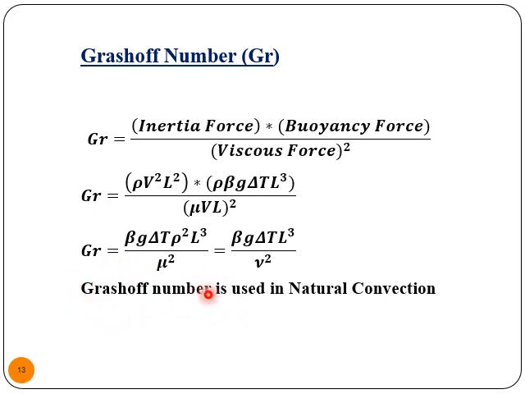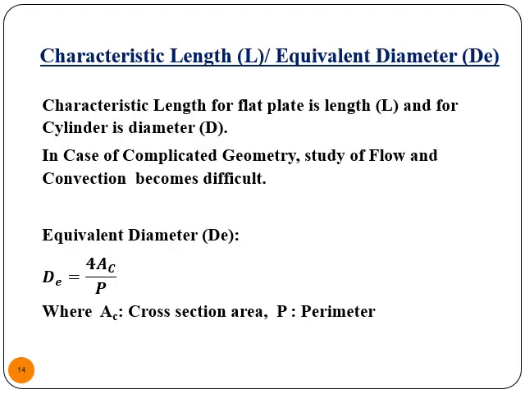So you have three numbers which are used in natural convection. One is the Nusselt number, second one is the Grashoff's number, and third one is the Prandtl number. So these three numbers are used in case of natural convection, whereas you have Nusselt number, Reynolds number, and Prandtl number which are used in forced convection. So once this idea is cleared, then you can easily get the value of heat transfer coefficient.